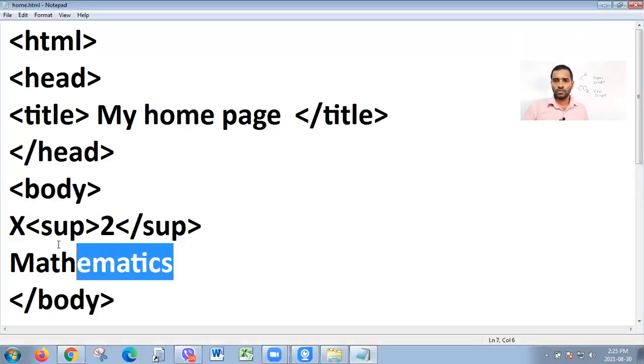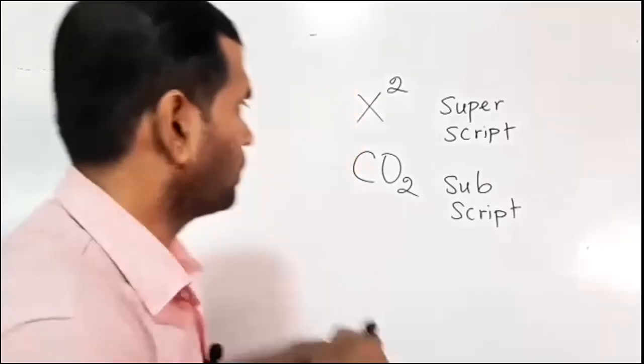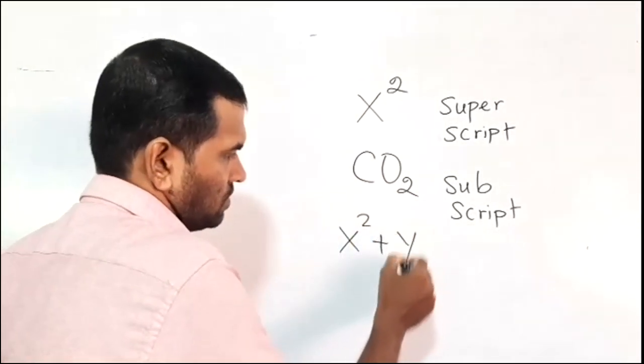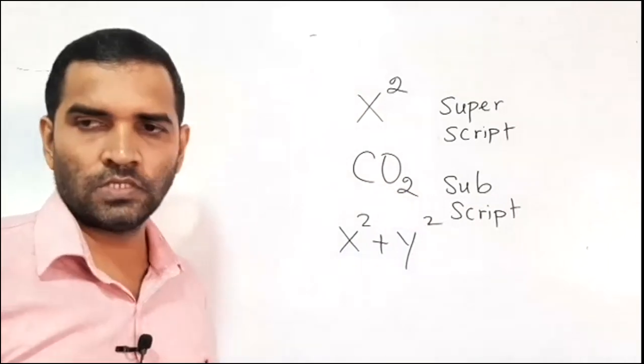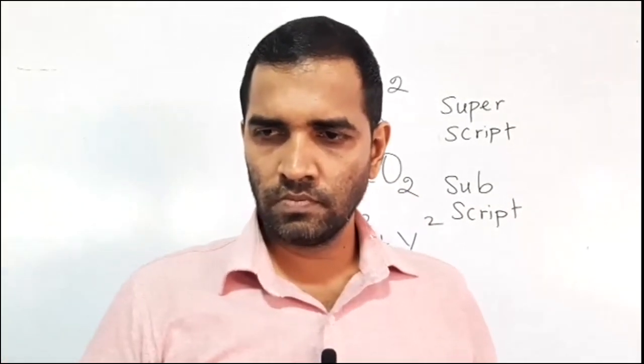Right, look. So now I just want to display this output. Let's see, X squared plus Y squared. This is my expected output. So let's go to the text editor.